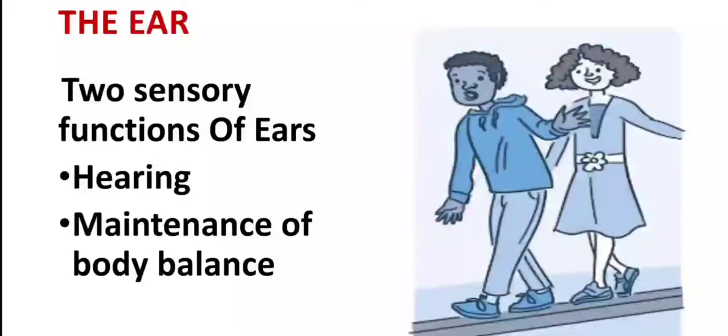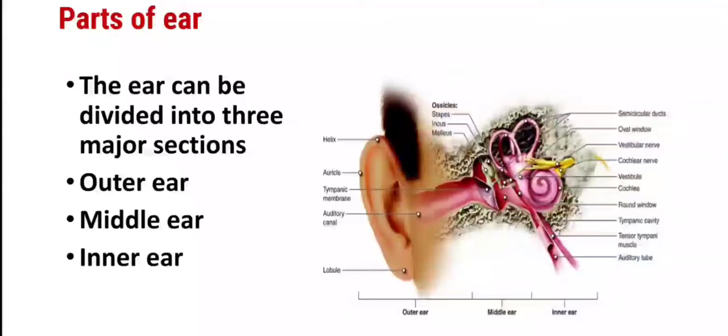Human ear. Ear has two main functions: it helps in hearing, and it also helps in maintaining body balance. Let's start about the parts of human ear. Human ear can be divided into three major sections. One is outer ear, second one is middle ear, and third one is inner ear.